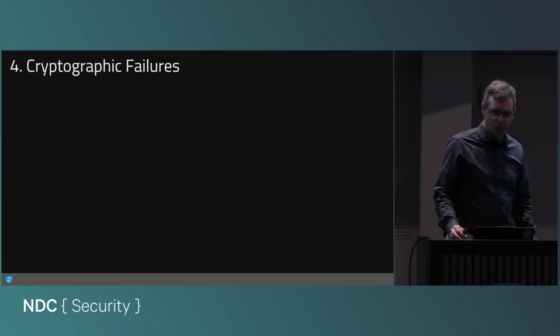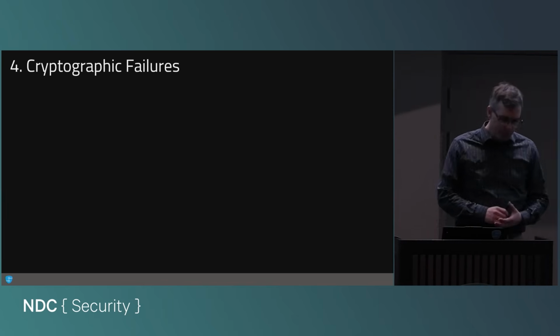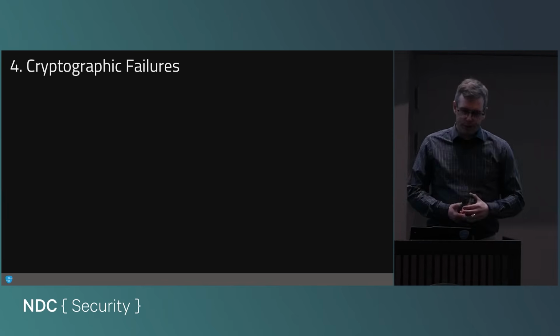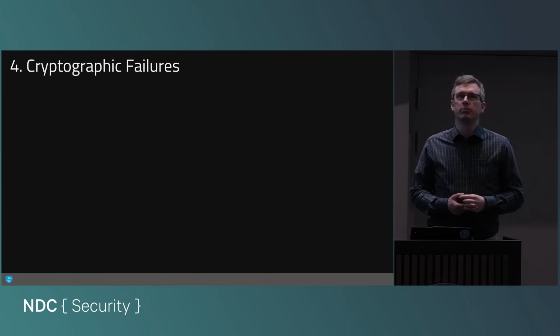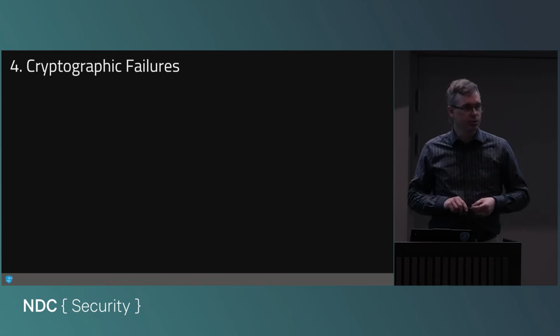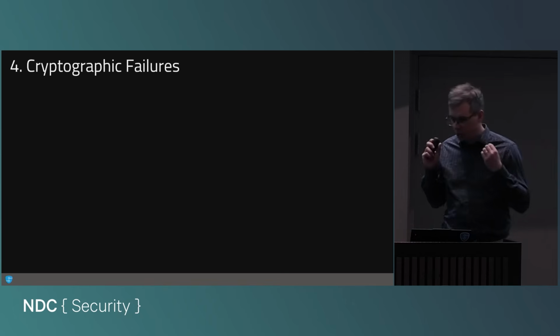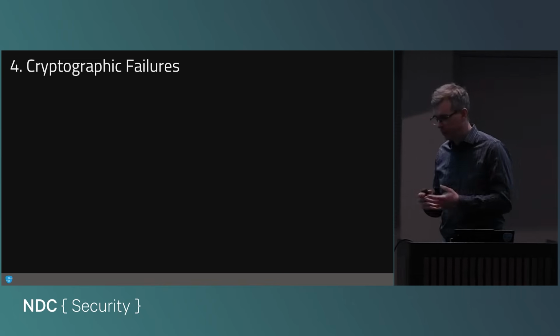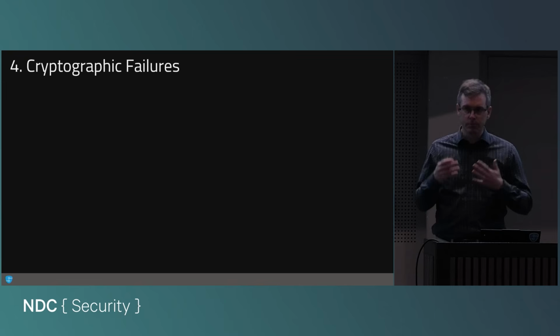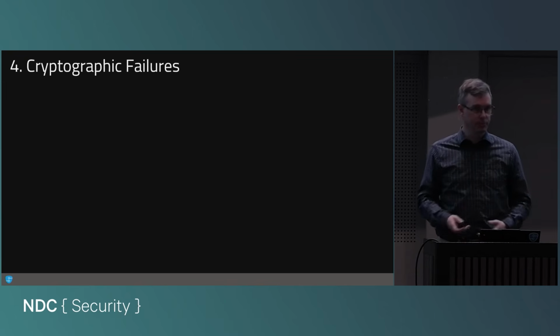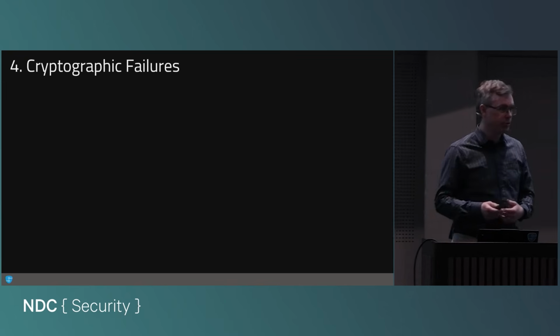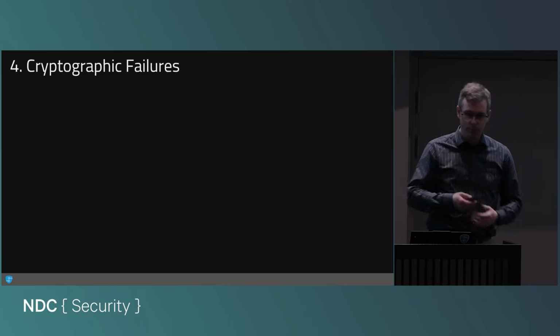Let's go on to cryptographic failures. Cryptographic failures is about the problem that it's hard to do cryptography right. Even if you have a perfectly correct algorithm, perfectly correct tools, you must know how to use them correctly. And you must know how to pick the right algorithm for the job.